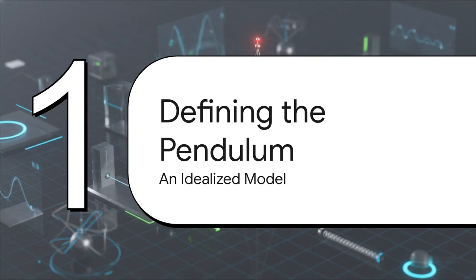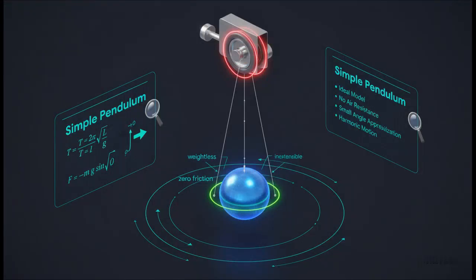All right, first things first, what is a simple pendulum? Well, in physics, we love to start with what we call an idealized model. It's basically a super simplified version of a real-world object. We strip away all the messy stuff like air resistance and friction so we can get right to the heart of the physics. So to build this perfect, ideal pendulum in our minds, we make a few key assumptions.